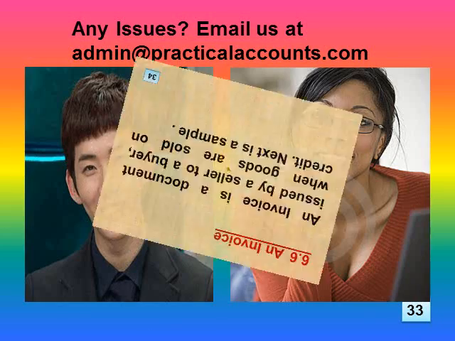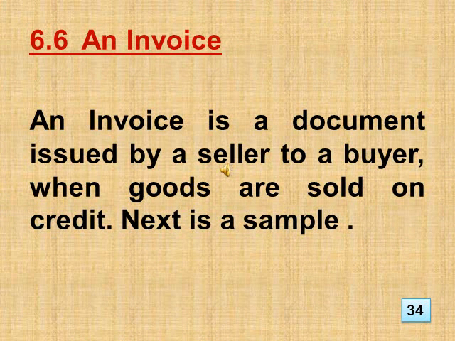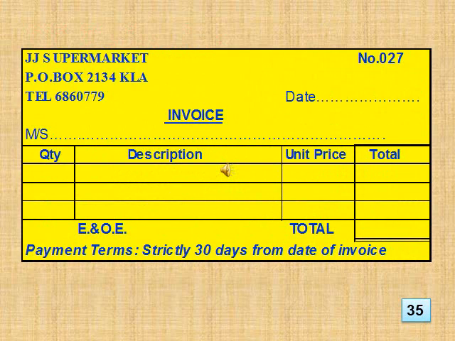Thanks. Section 6.6. An invoice. An invoice is a document issued by a seller to a buyer when goods are sold on credit. Next is a sample. This is an invoice.